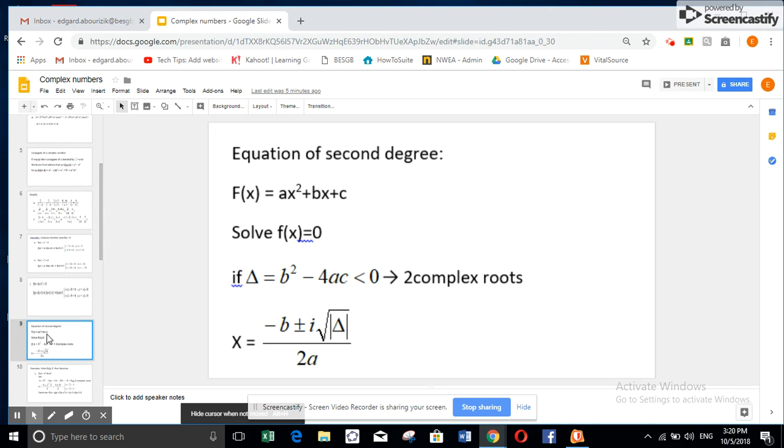Equation of second degree. When we have delta less than 0 in an equation of second degree, there are no real roots, impossible. However, because delta is negative, we can solve it in the complex. And when you solve it in the complex, since we have the radical of a negative, we put i and the absolute value of radical delta. So let us take examples.